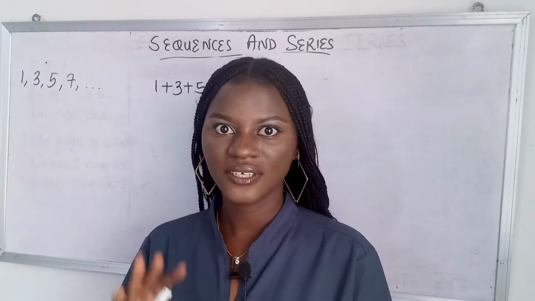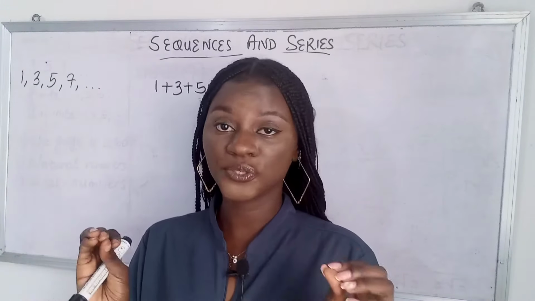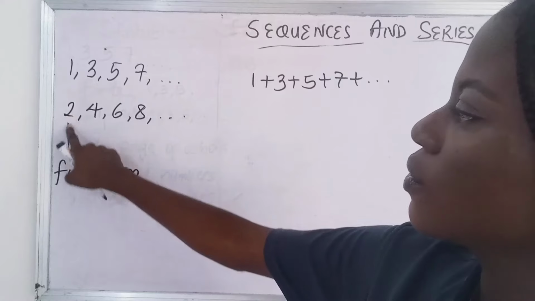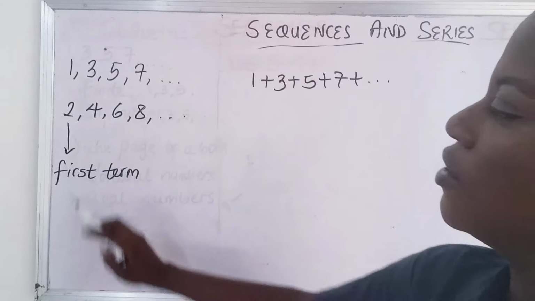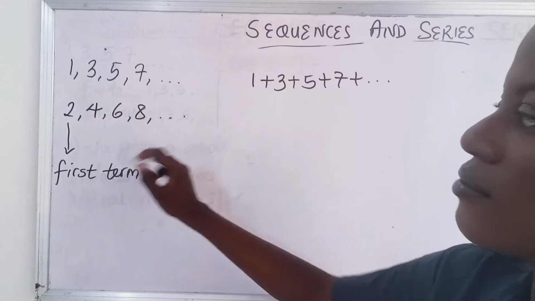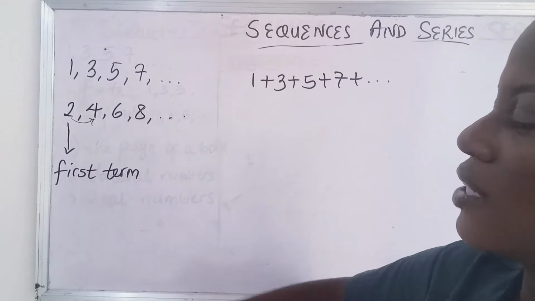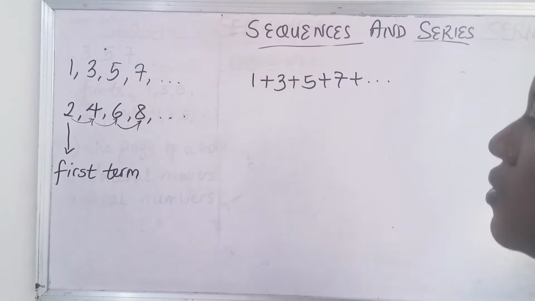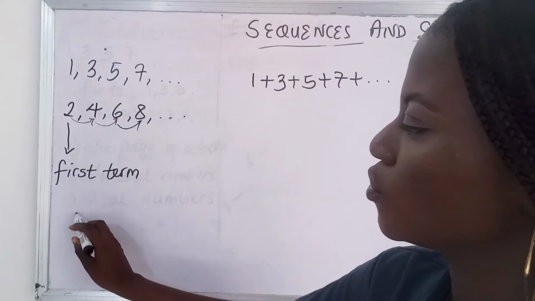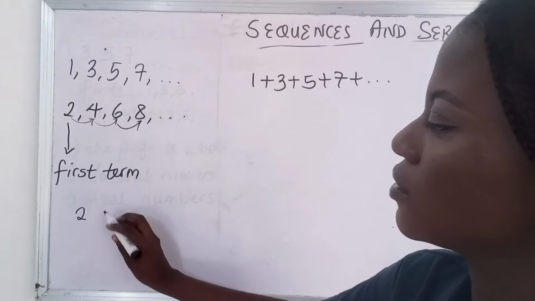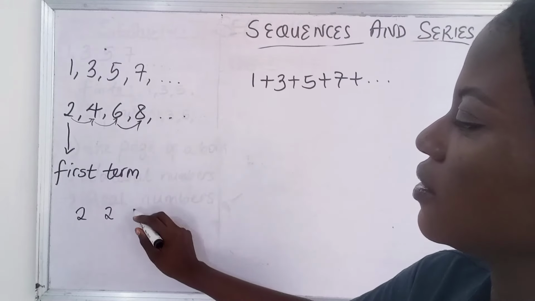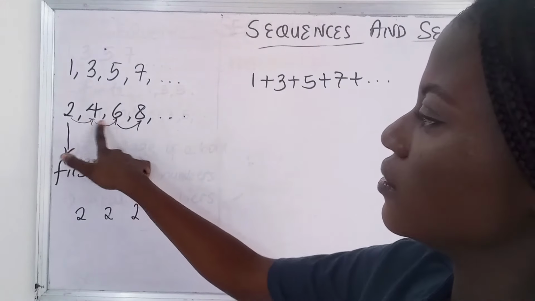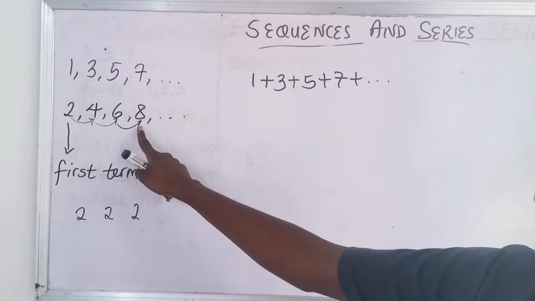Now that we know what sequence and series mean, and the difference between the two, let's see other examples of a sequence. 2 is called the first term. You can see a pattern while moving. From 2 to 4, there was a pattern. 4 to 6, there was a pattern. 6 to 8, there was a pattern. What's the difference between 2 and 4? 2. Between 4 and 6? 2. Between 6 and 8? Also 2. So do you see that there is a pattern? The difference between them is 2. So it keeps going, and you are able to know the next.